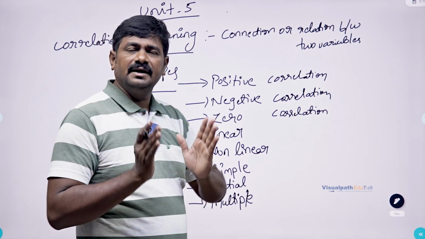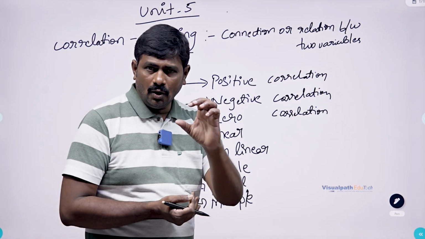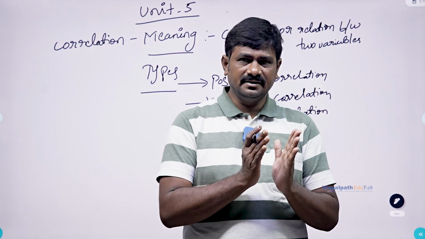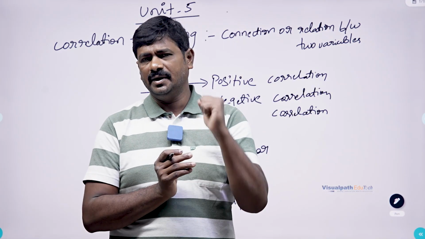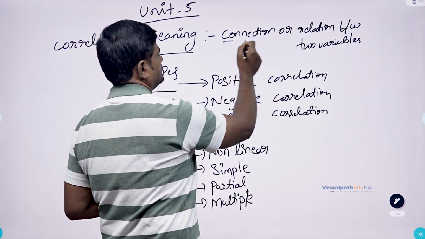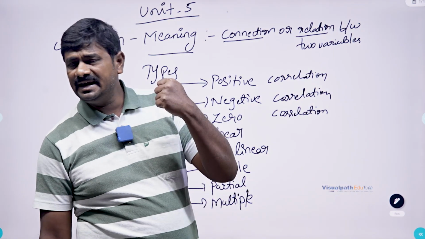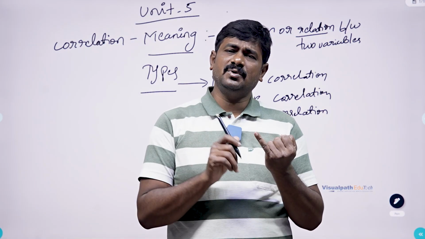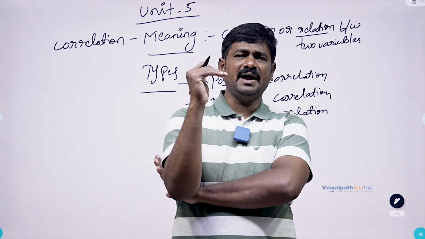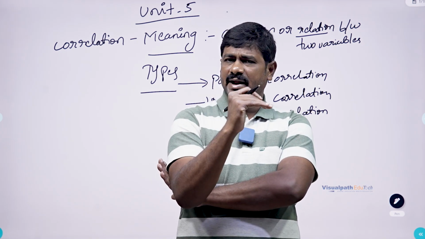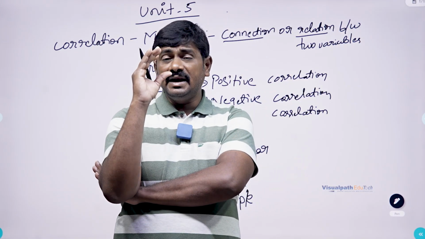From the name itself we get the meaning. Correlation is nothing but a relationship between any two variables. It is a connection or relation between two variables. For example, we can take demand and price. According to the law of demand, if price increases, then demand decreases. So that is a correlation we have.